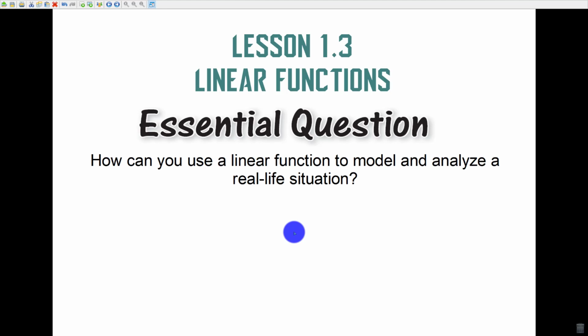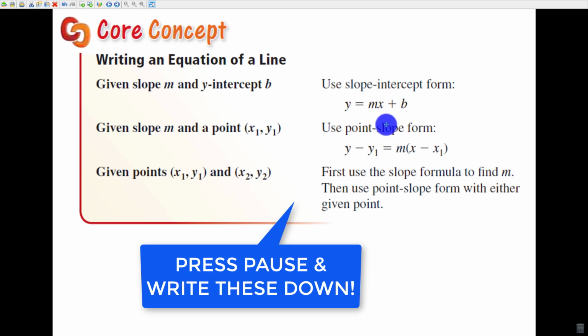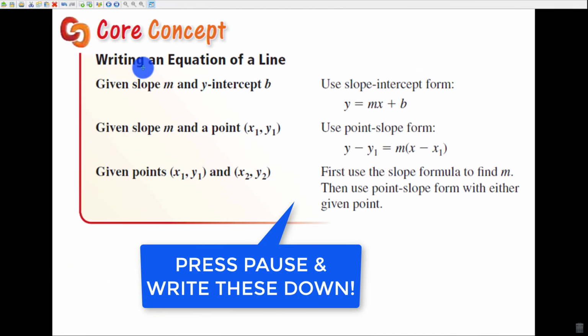So 1.3 is all about how you can use linear functions to model and analyze real-life situations. As we go through this, we'll first start with the important information and get you set up to get things done in class. So here are the core concepts. Make sure that you go through and write these down. I'm also going to put the other information that you'll need up now.